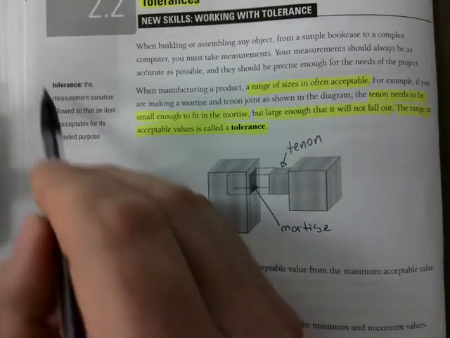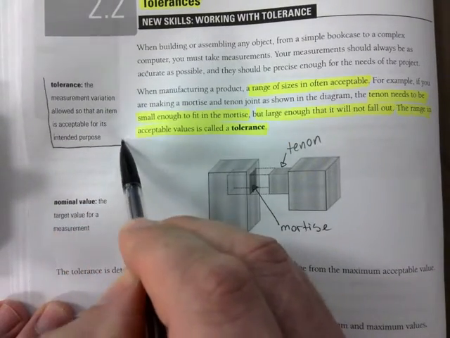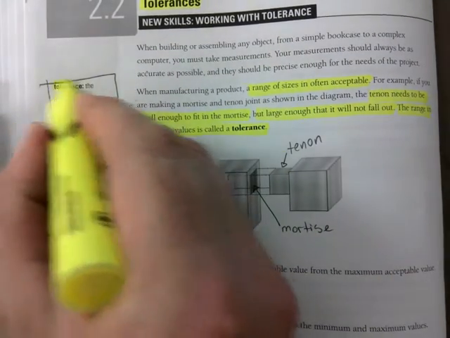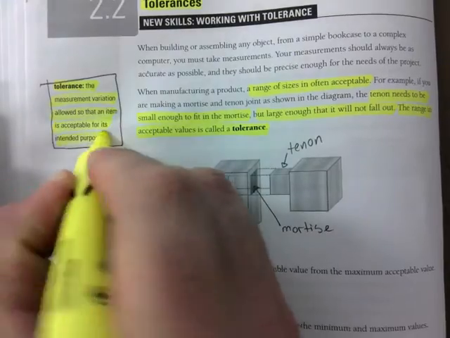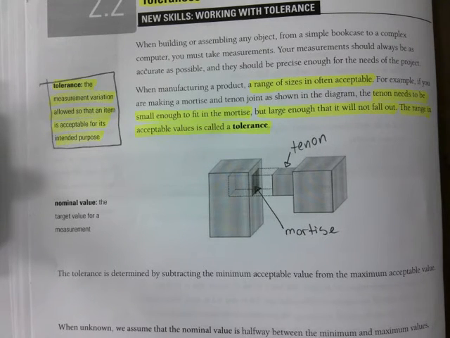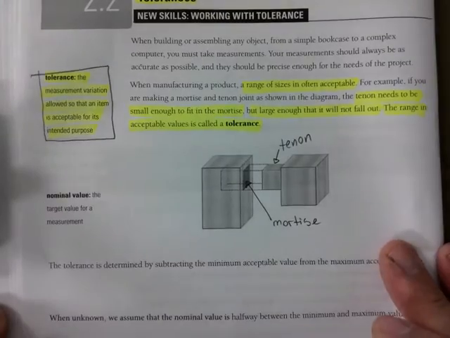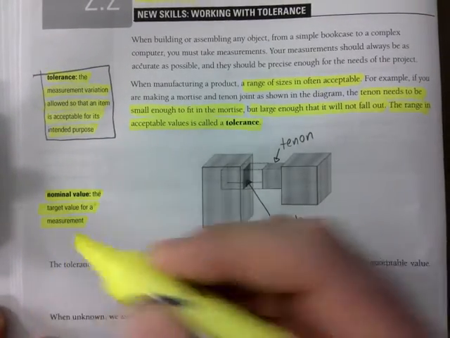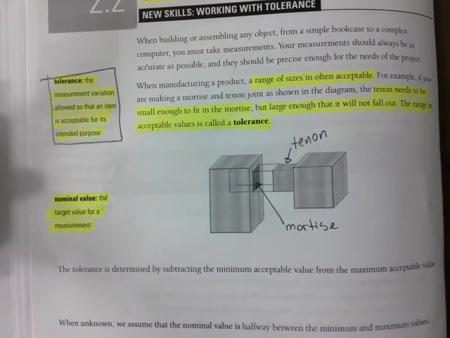And I will also box in the tolerance here because it's again talking about tolerance, and it just gives you another version of it. It's the allowed variations for the intended purpose. And another important one, we're on page 92, Marcy, is nominal values, the target value of measurement. It's what we're after.